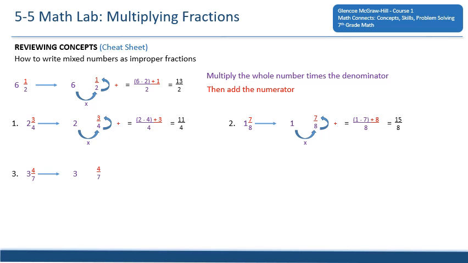3 and 4/7, we'll multiply the whole number 3 times the denominator 7. Then we'll add that product to the numerator 4. So 3 times 7 is 21, plus 4 is 25 over 7. And then 5 and 1/6, we'll convert that to an improper fraction, and we will multiply 5 times the denominator 6, which is 30, and add that to the numerator 1, which is 31 over 6.